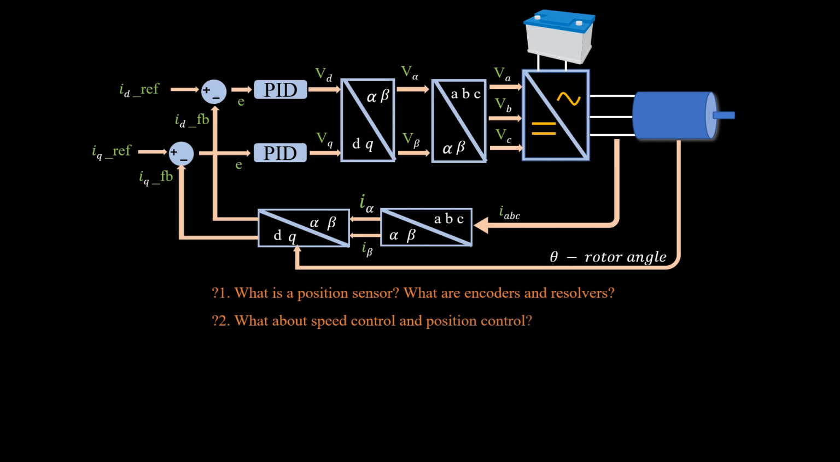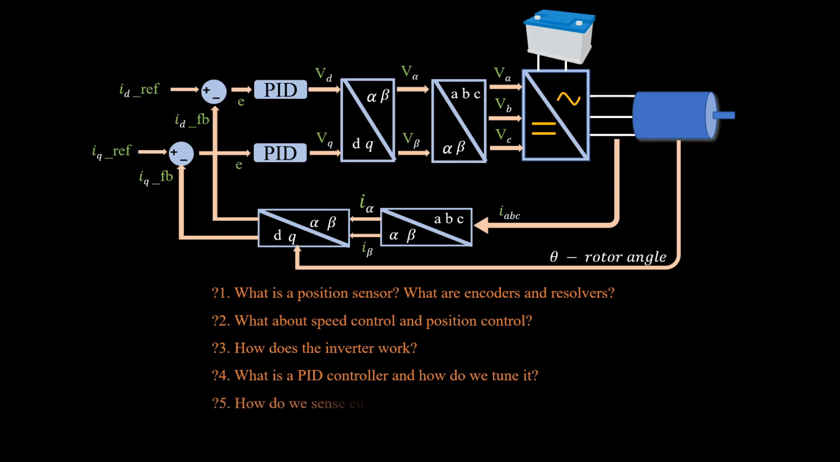We have only covered torque control. What about speed and position control? How does this inverter even work? What is a PID controller and how do we tune it? How do we sense current? What are different options available? How to choose a microcontroller?